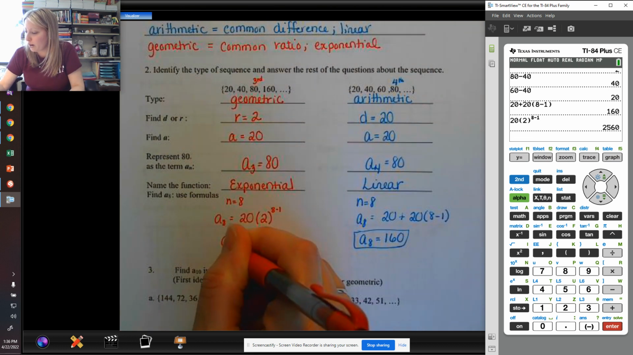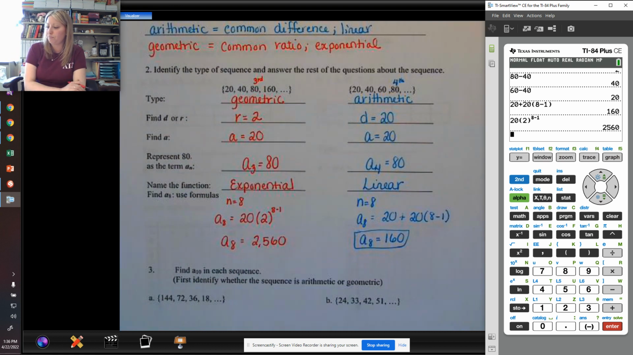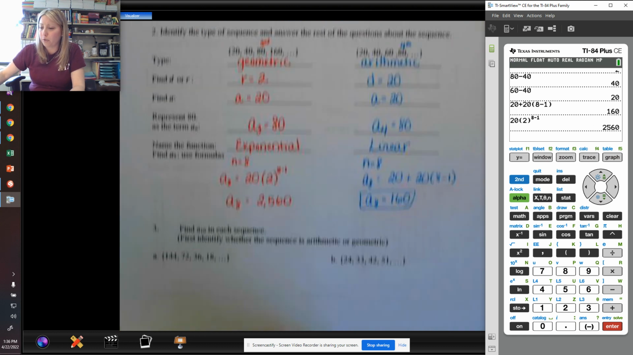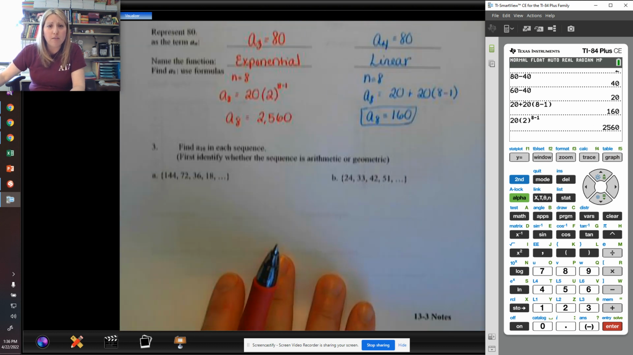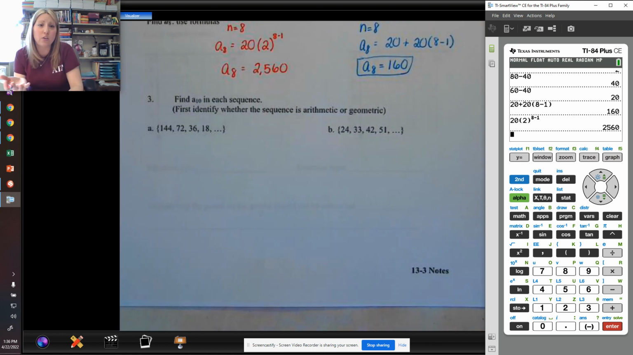And this time, our eighth term is 2,560. Okay. So what we'll do here is I'll have you experiment a little bit with number 3. For both A and B, we want to find the 10th term in the sequence. But in order to do so, you need to know, is this arithmetic or geometric? Okay. I'll let you figure that out and then give me common ratios or common differences and the 10th term in each of those sequences. So pause it right here and give those a try.